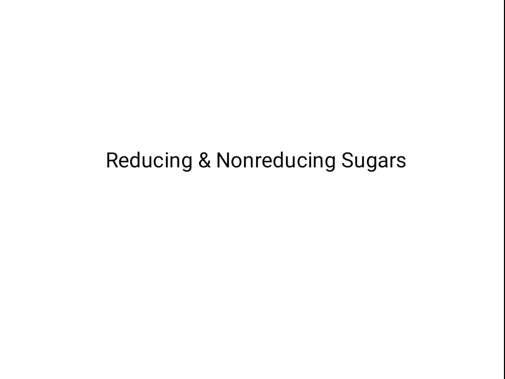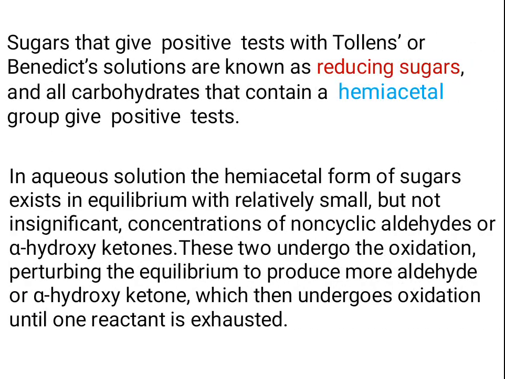Reducing and non-reducing sugars. Sugars that give positive tests with Tollens or Benedict solution are known as reducing sugars, and all carbohydrates that contain a hemiacetal group give positive test. In aqueous solution, the hemiacetal form of sugars exist in equilibrium with relatively small but not insignificant concentrations of non-cyclic aldehydes or alpha hydroxy ketones. These two undergo the oxidation, perturbing the equilibrium to produce more aldehyde or alpha hydroxy ketone, which then undergoes oxidation until one reactant is exhausted.